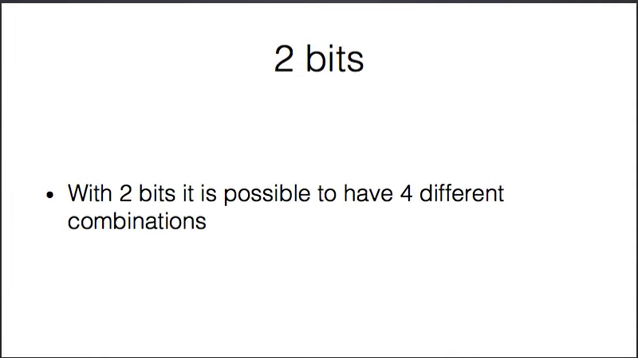So with 2 bits, it's possible to have 4 different combinations. With 2 bits, you can have 4 different things. You can have 0, 0, 0, 1, 1, 0, and 1, 1.